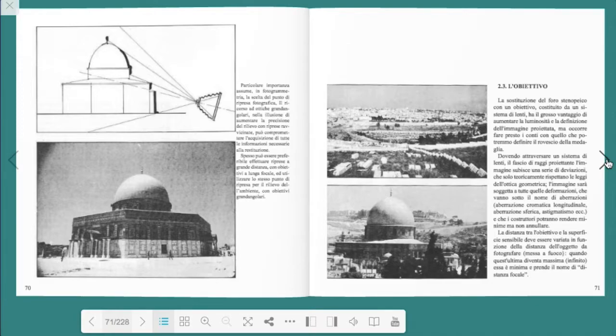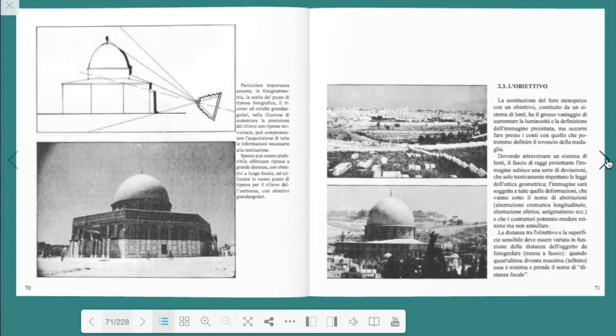Page 71. 2.3. The target. Replacing the pinhole with a lens, consisting of a system of lenses, has the big advantage of increasing the brightness and definition of the projected image. But it is necessary to quickly deal with what we might call the downside.